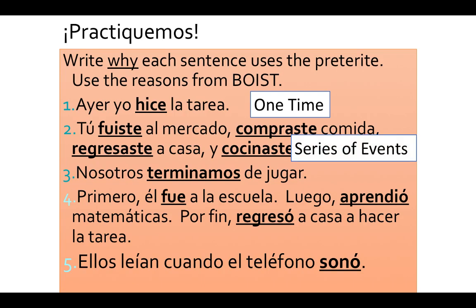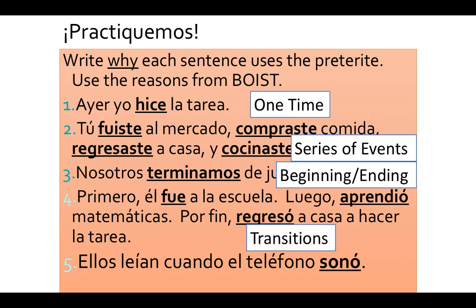Number three, nosotros terminamos de jugar. We finished playing. Well, again, you can only begin or end something once. We finished. That's a beginning or ending of an action. Number four kind of has two answers. Primero, él fue a la escuela. He went to school. Luego aprendió matemáticas y por fin regresó a casa a hacer la tarea. So first he went to school, then he learned math, and finally he returned home to do his homework. You could say this is a series of events, or you could classify it under transition words, primero, luego, and por fin. Either way, it triggers the preterite.